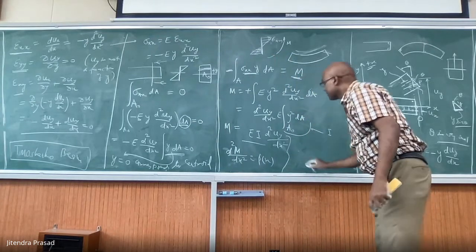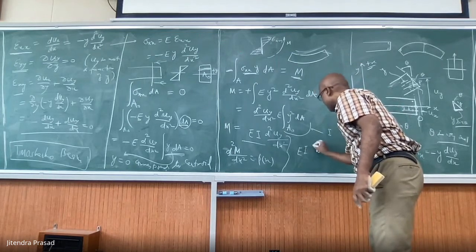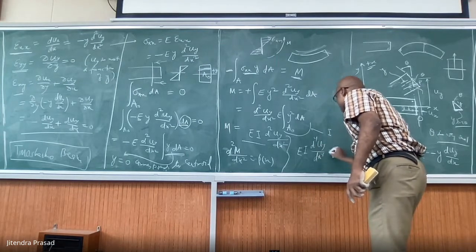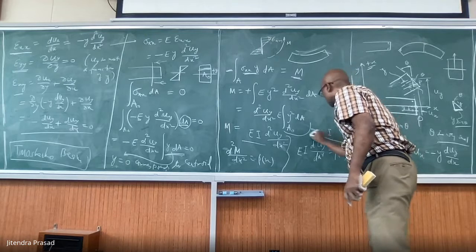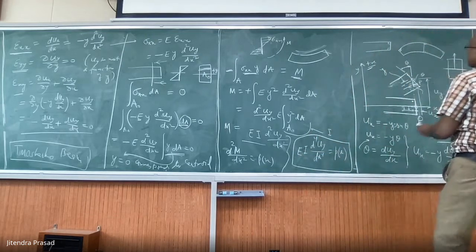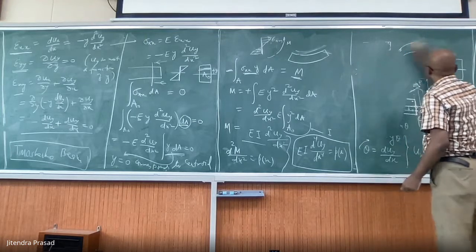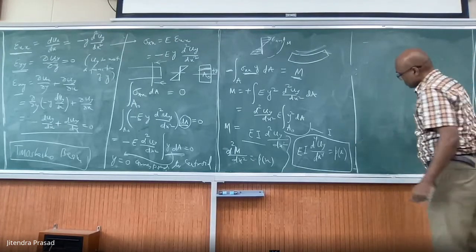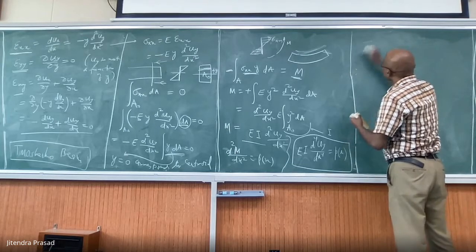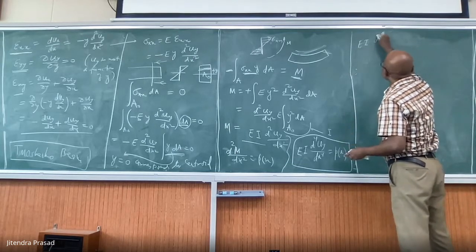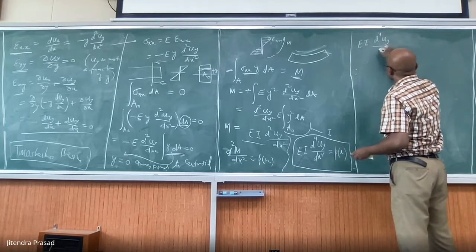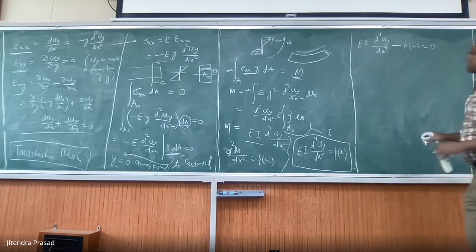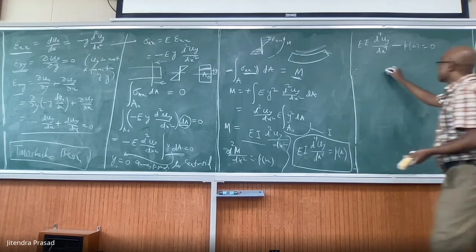We get EI d4 uy over dx4 equals px. This is the final equation. This is the strong form that we have to solve. So we have EI d4 uy over dx4 minus px equals 0, subject to boundary conditions.